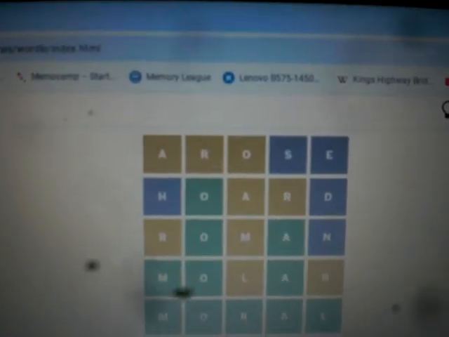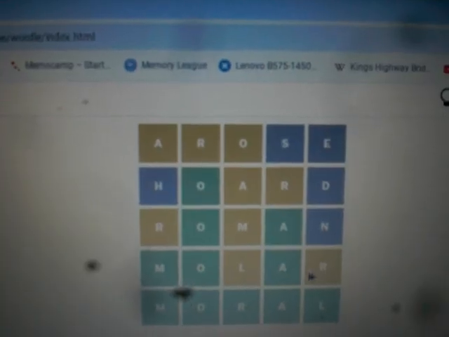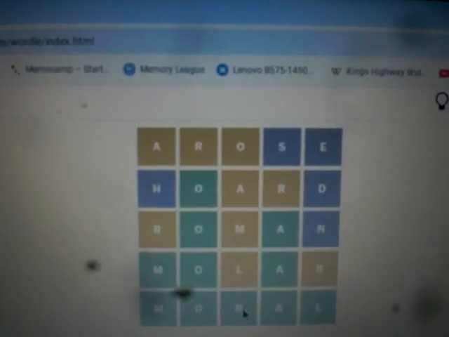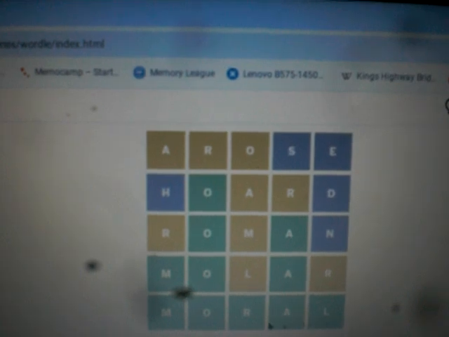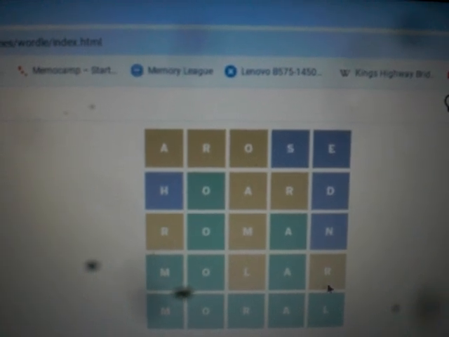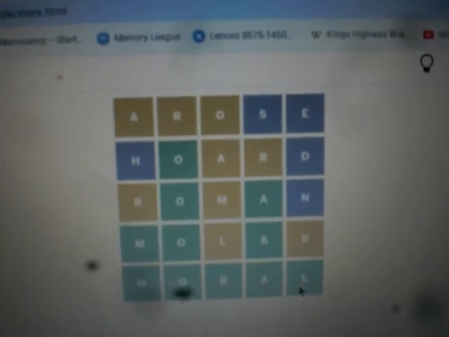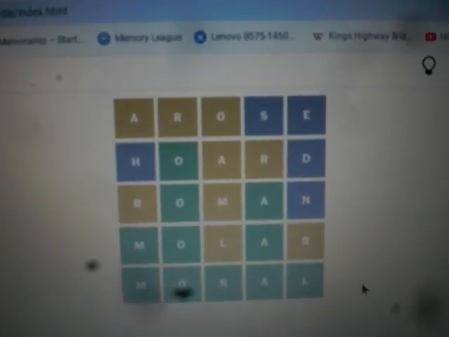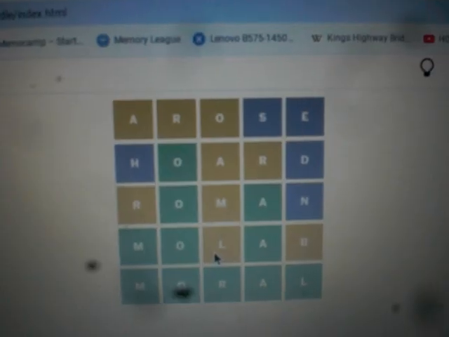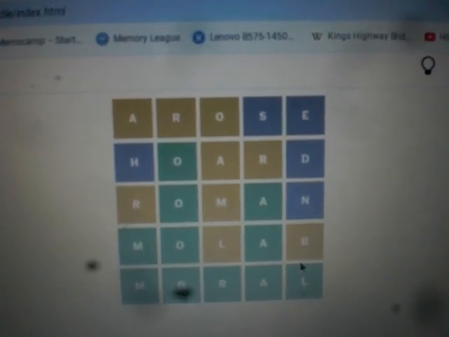So that was nice. So don't rush things here because, well, I still would have had to come down to which one would I pick, molar or moral. And I don't know which one I would have picked. I might have picked moral, because R is more common than L in the letter frequency.